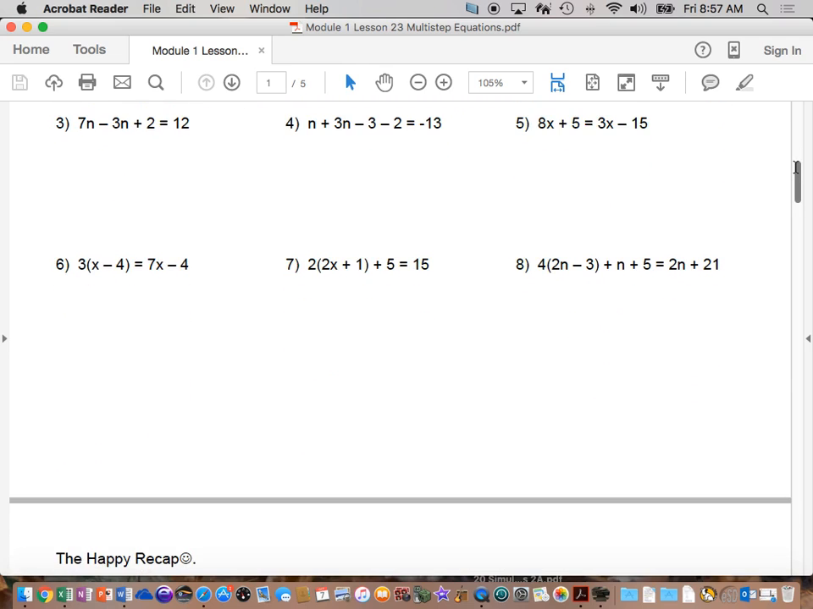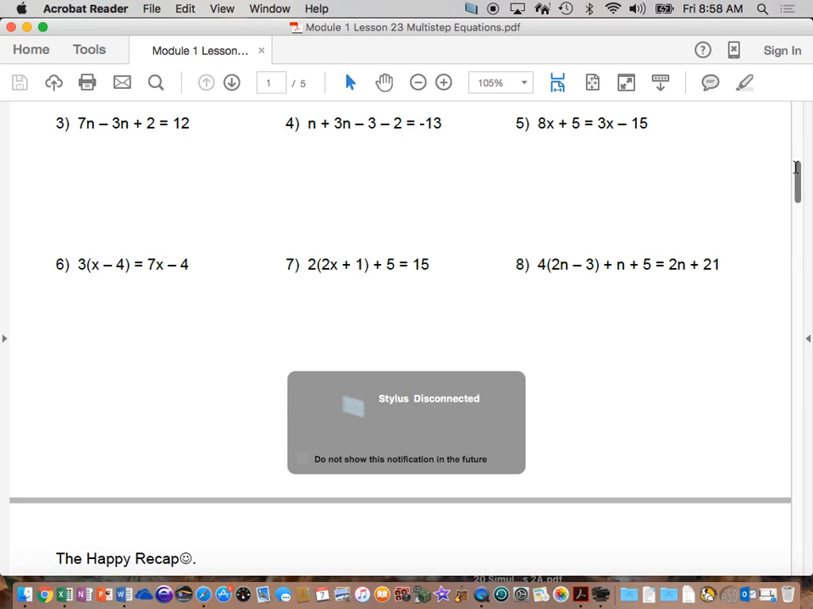All right, so we have 6 equations for you to do. Numbers 3, 4, and 5 are all either same side or opposite side situations. Numbers 6, 7, and 8, you need to distribute, and then once you distribute, it's either same side or opposite side. Sometimes both. So you have the next 4 minutes to do 6 equations, 5 minutes at most, and you can talk to anybody you want in the room. So work together. Start it up.